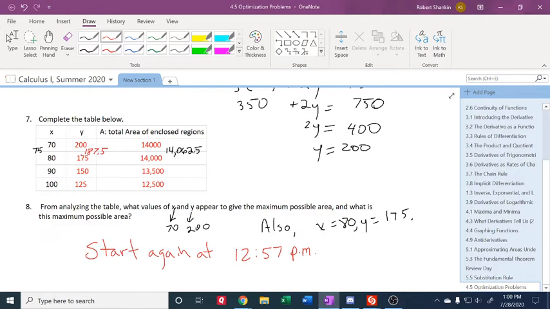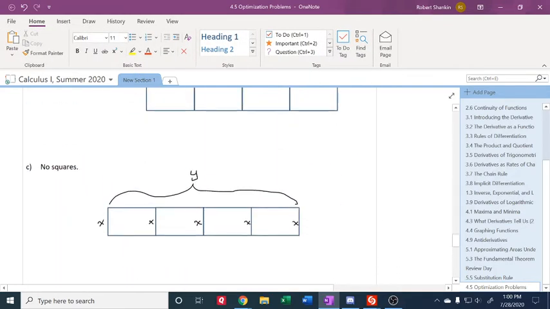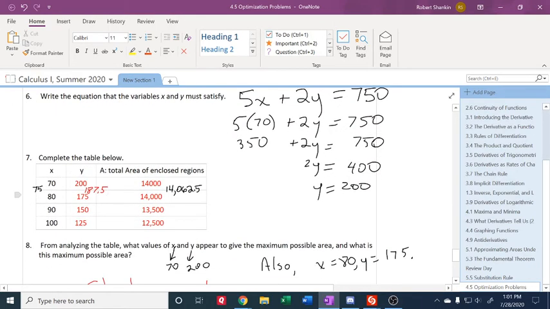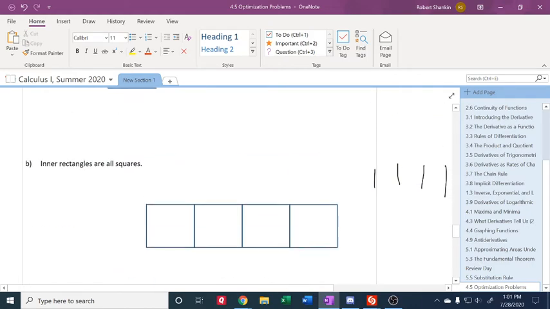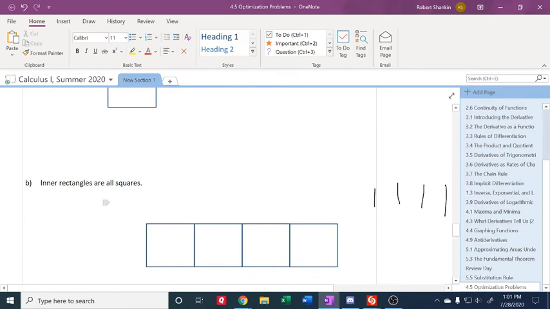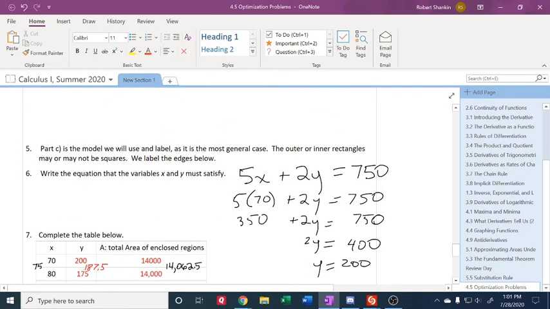Now, that being the case, with our picture, 1/4 of it is across the top, 1/4 of it is across here, and then the other half of it has to be, so half of the fencing is used horizontally and half is used vertically. And if this is the correct answer, let's look back. Everybody had picked option B, thinking the inner rectangles were all squares.